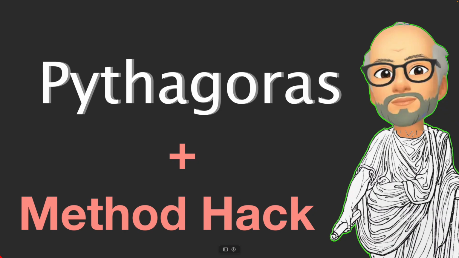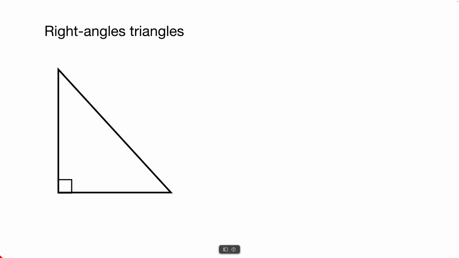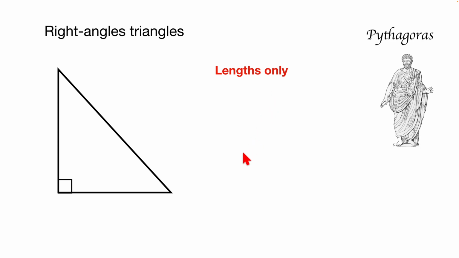Pythagoras is a really useful equation, and it is certain to come up in your exam. Let's just think about right-angled triangles for a moment. We know it's a right-angled triangle because it says so, and also because of this box down here which says that this is a 90-degree angle, a right angle. So if the question's only about lengths, then it's going to be Pythagoras.